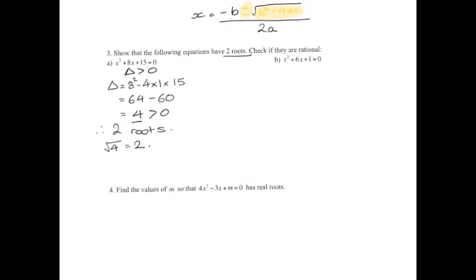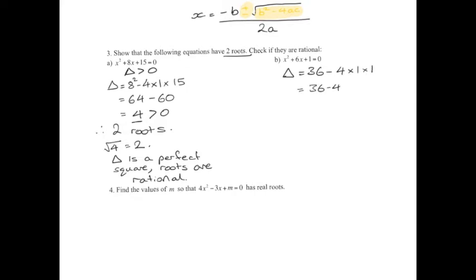Now, to get back to the question, check if they are rational. Because the discriminant is a perfect square, the roots are rational. Okay, now let's try B. We want to see if it has two roots, so we find the discriminant. So discriminant equals b squared, which is 36, minus 4ac, 4 times 1, which equals 36 minus 4, which is 32.